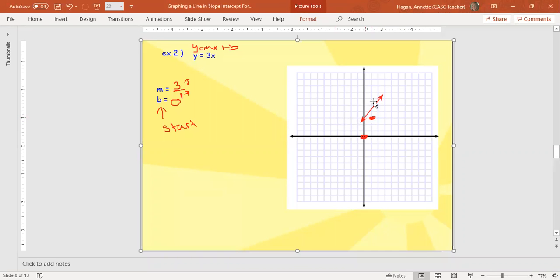I can get my little line tool to work. Let's try it this way.